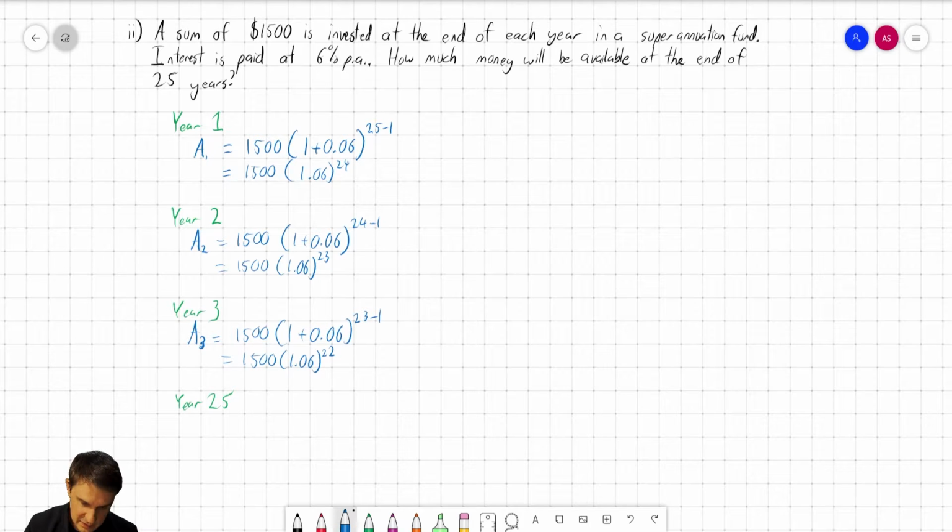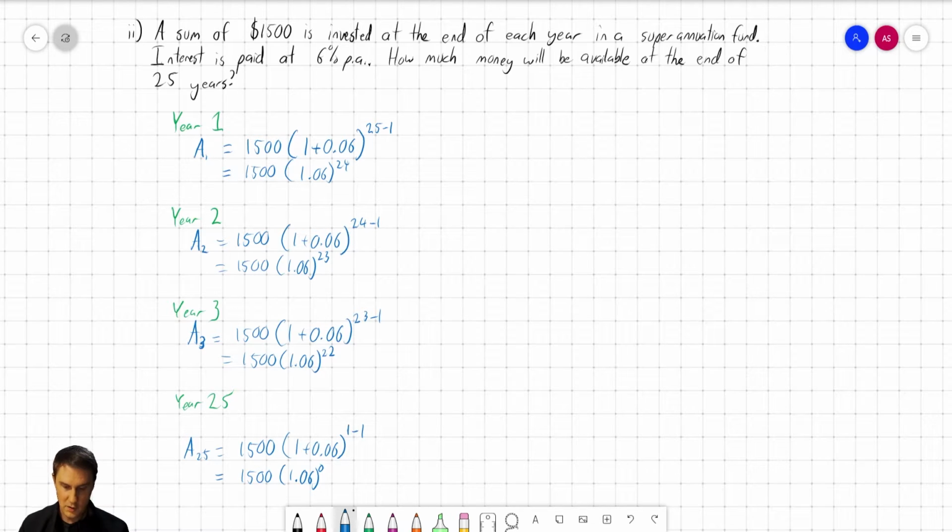And lastly, year 25, so this is the 25th year, what we have is 1,500. That's going to be 1 plus 0.06. This one is going to be to the power of 1 minus 1, because it's not earning any interest at all. It's just being contributed at the end. So we have 1,500 times 1.06, and that's going to be to the power of 0. So that's the first 3 years, and the final one worked out for it as we established a pattern now.